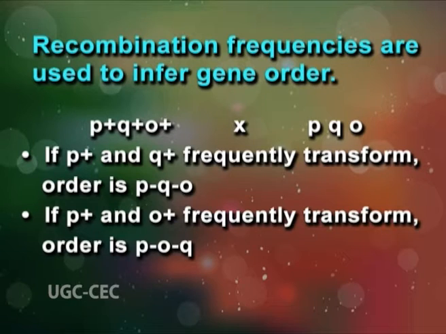Recombination frequencies are used to infer gene order. For instance, when a strain bearing P+, Q+ and O+ is crossed with a strain P-, Q-, O-, then if P+ and Q+ frequently transform, the order is P, Q, O. If P+ and O+ frequently transform, then the order is P, O, Q.